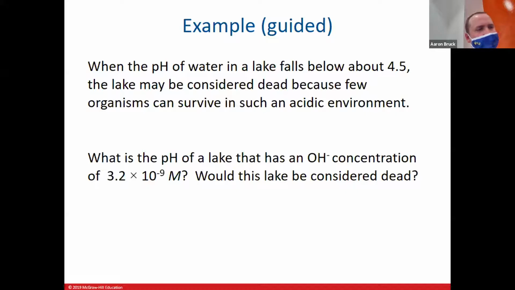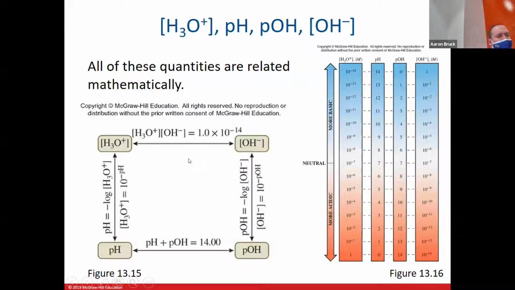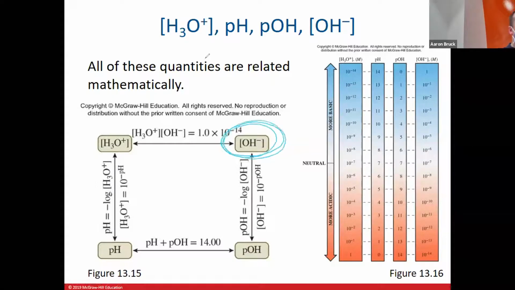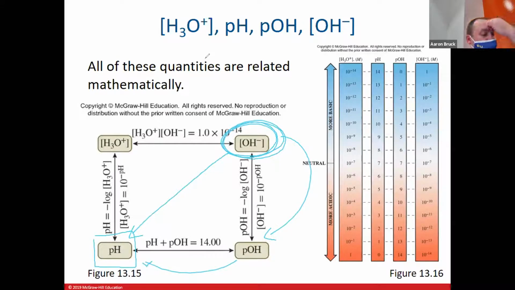So if we hop back just for a second to our square diagram here, what we will see is we have this concentration. What we need to figure out is the pH. Now, to go across the diagonal, I need to go around the square. There are two directions I could go. I could go from hydroxide to hydronium, hydronium to pH. Or I can go from hydroxide to pOH to pH.